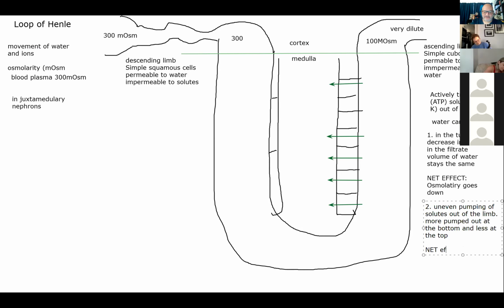The net effect of that is that we get more solutes down here and less solutes up here in the interstitial fluid. And so what ends up happening is we actually produce a, I'm not going to fit this in here. I can sneak this in down here. We actually get an osmolarity gradient. Actually, I'm going to cheat and put it up here. We produce an osmolarity gradient in the medullary pyramid.